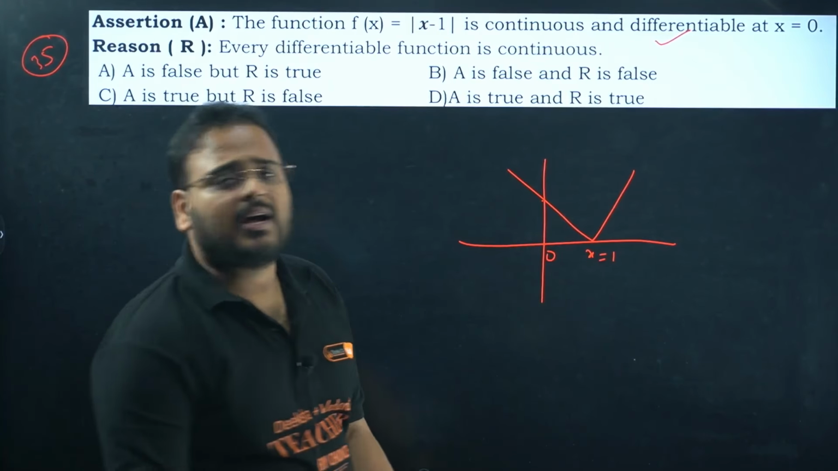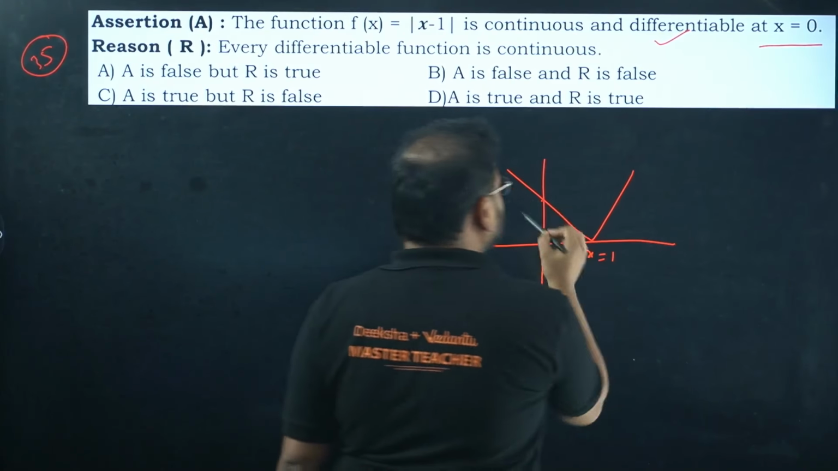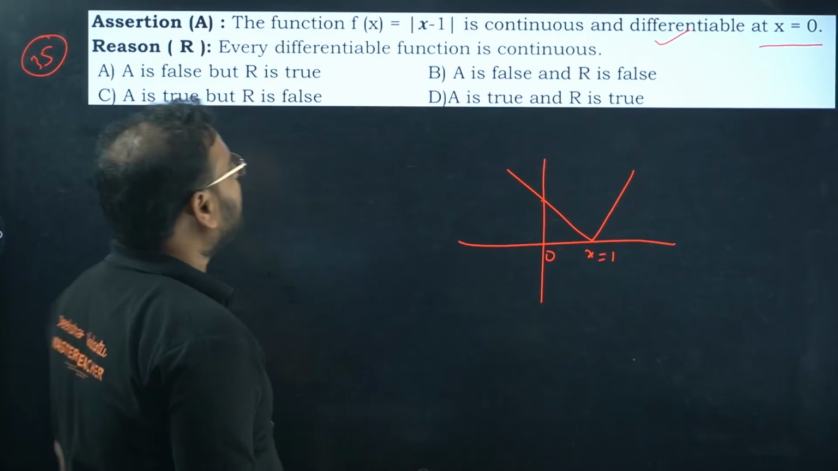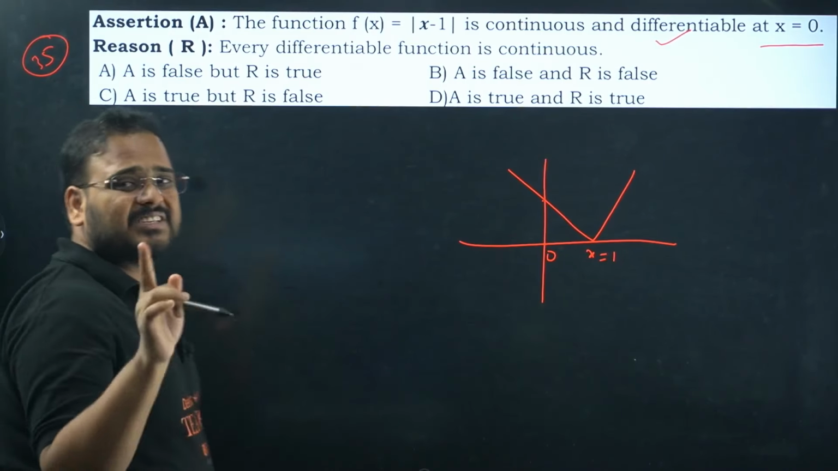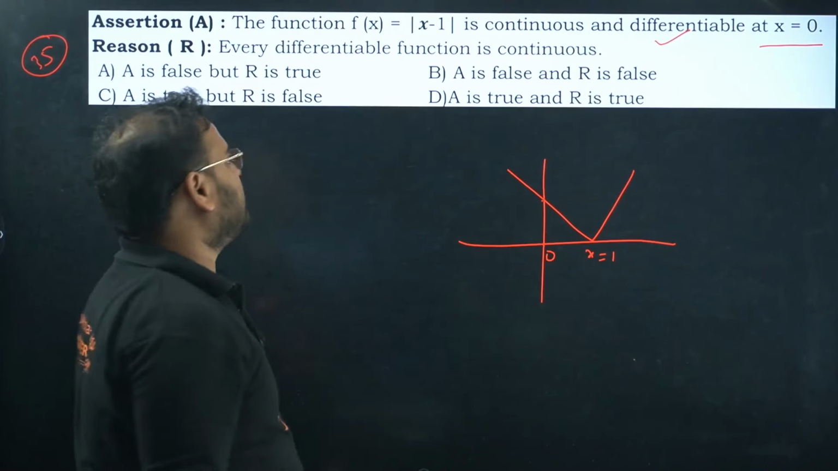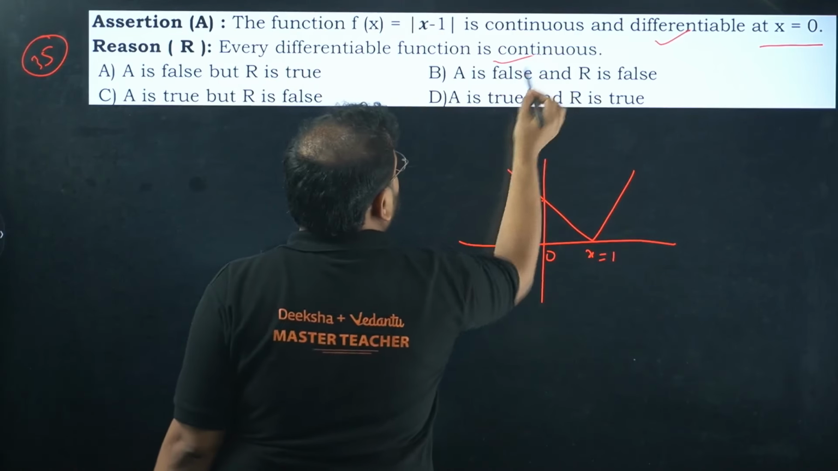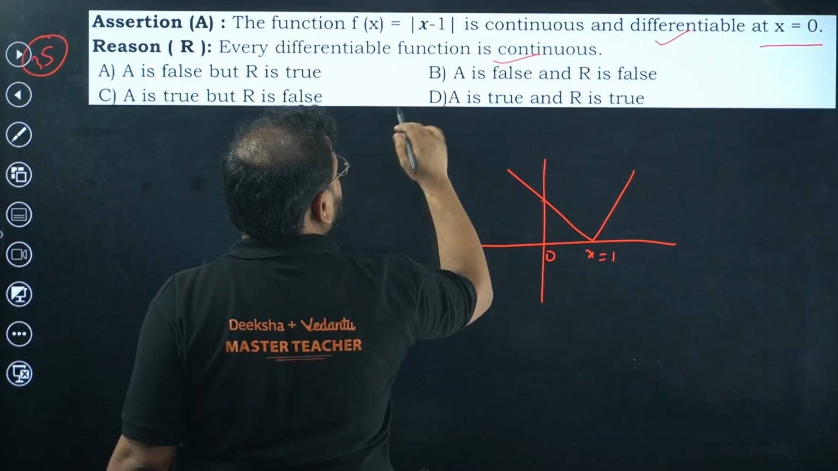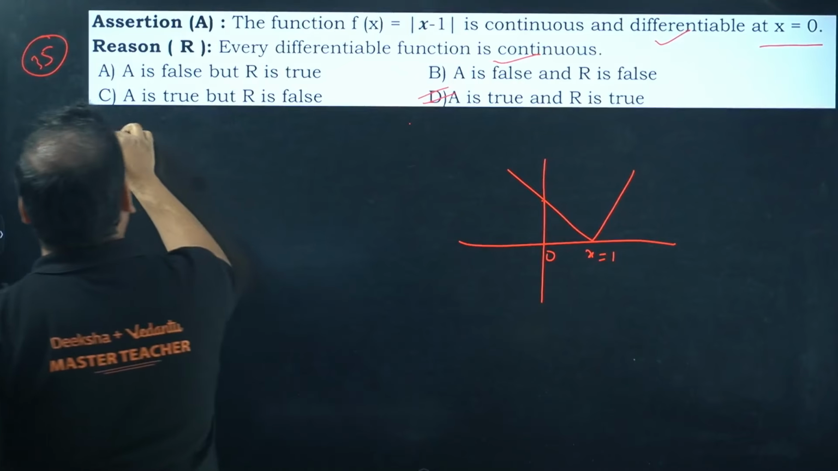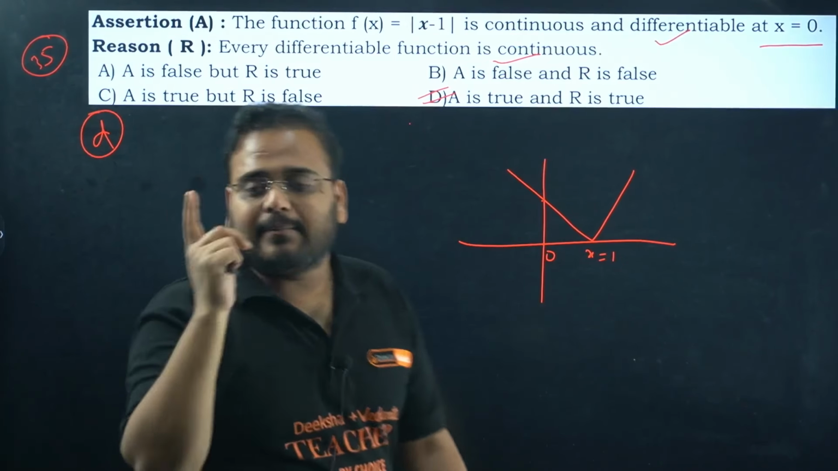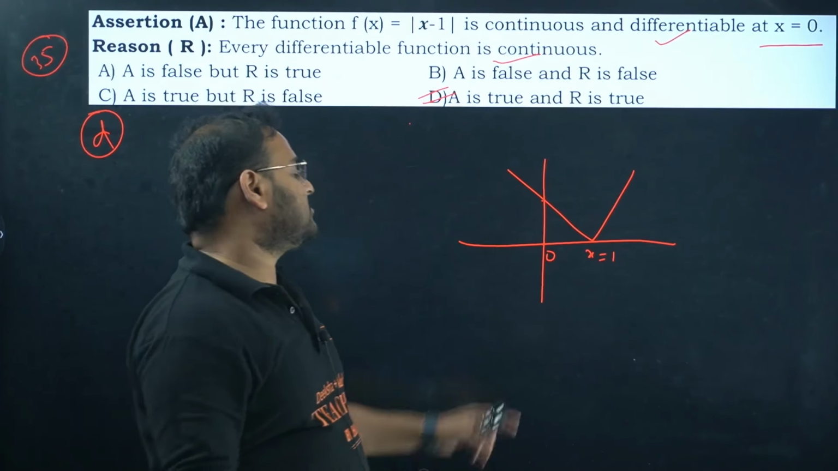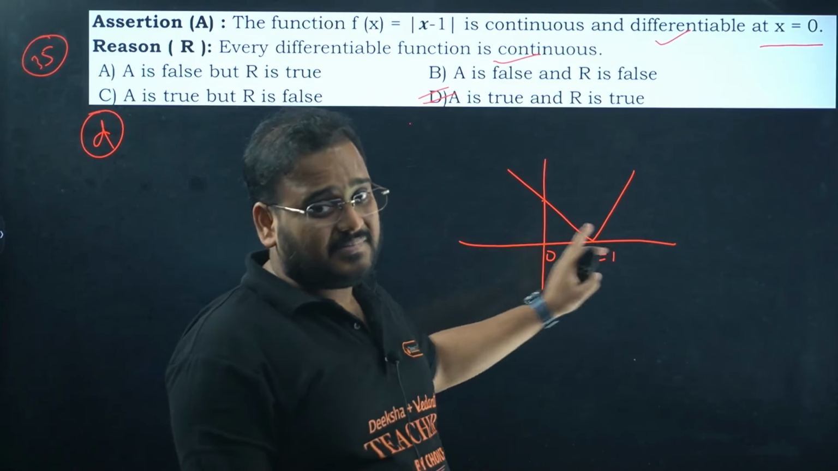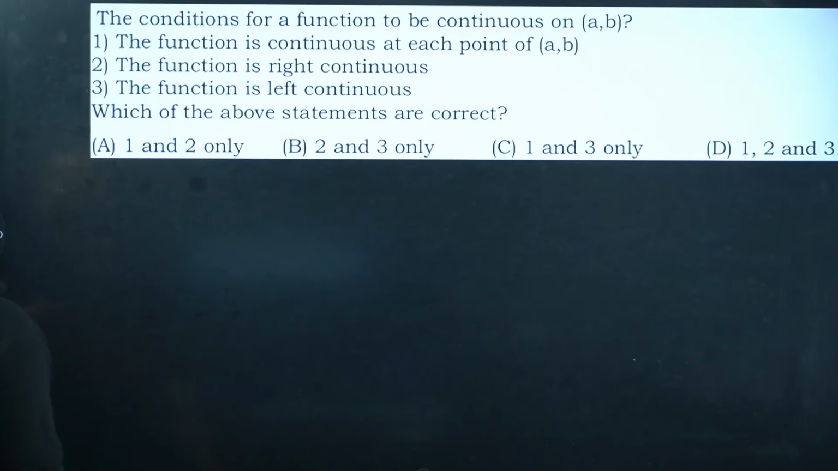They have mentioned what? 0. At 0 is it having any corner? No, sir, it's a straight line. Always differentiable. Okay? Always differentiable. So given function is differentiable at the point 0 and of course continuous. And every differentiable function is continuous, true. Both of these are true. Answer is D. I am repeating again, the function is discontinuous, non-differentiable at the point 1, not at the point 0. There is a difference, okay? Next, 36.